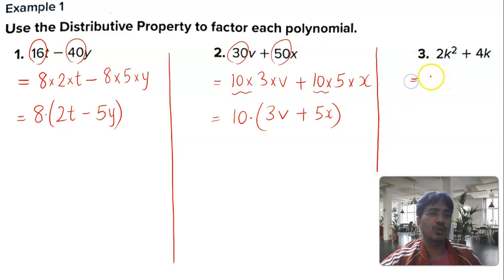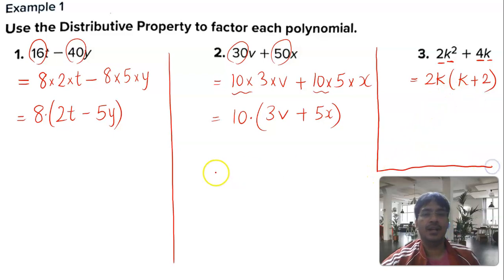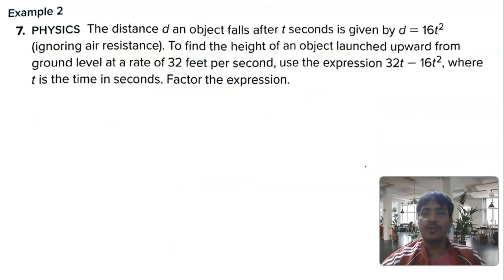And this is so easy that you can just take 2k common because 2 and 4 is also a multiple of 2, but you can take 1k common also because there are 2k's here and 1k here. So take k common and you get k plus 2. Yeah, understand? And that's it. This is how you do factorization. Easy peasy. Let's move on to the next one.